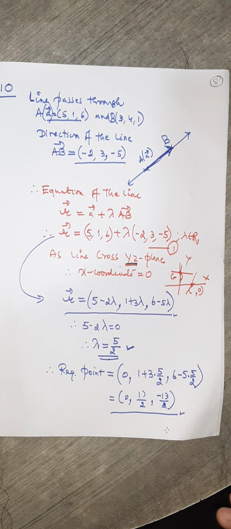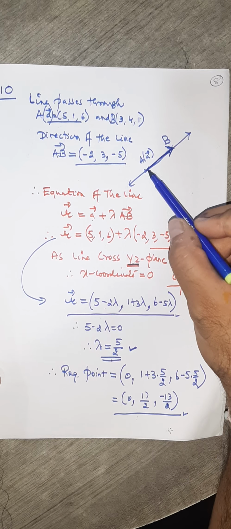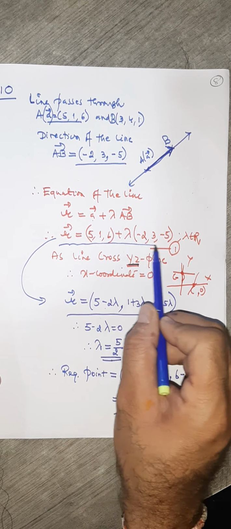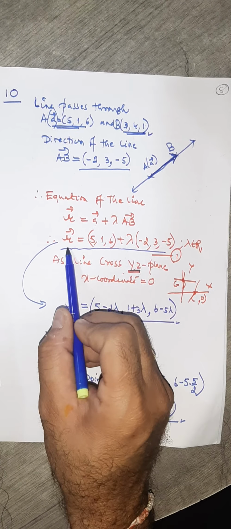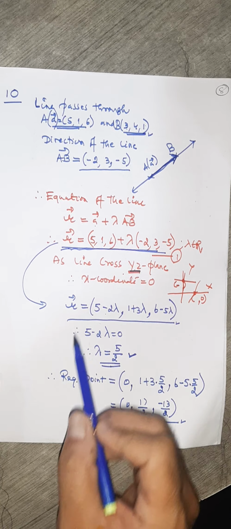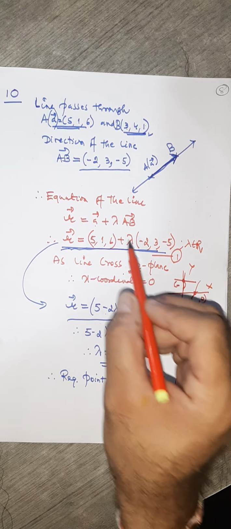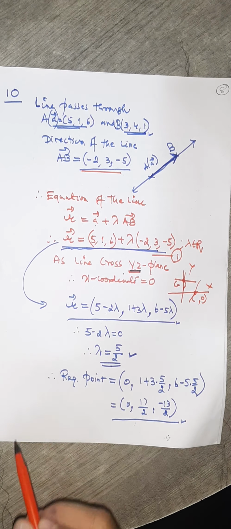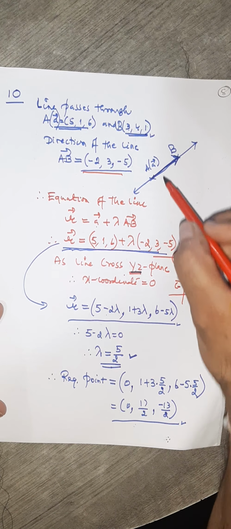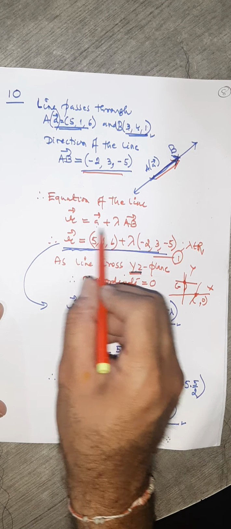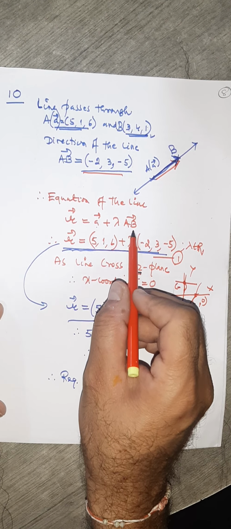I hope you are clear with the solution. What I did: first I got the equation of the line. This is the required line that passes through these 2 points, remember. I got the equation of the line in vector form. Now here you are given 2 fixed points, so first I got the direction of the line. You require a fixed point and the direction. How did we get the direction? That's vector AB. Then you know this is the standard vector form.